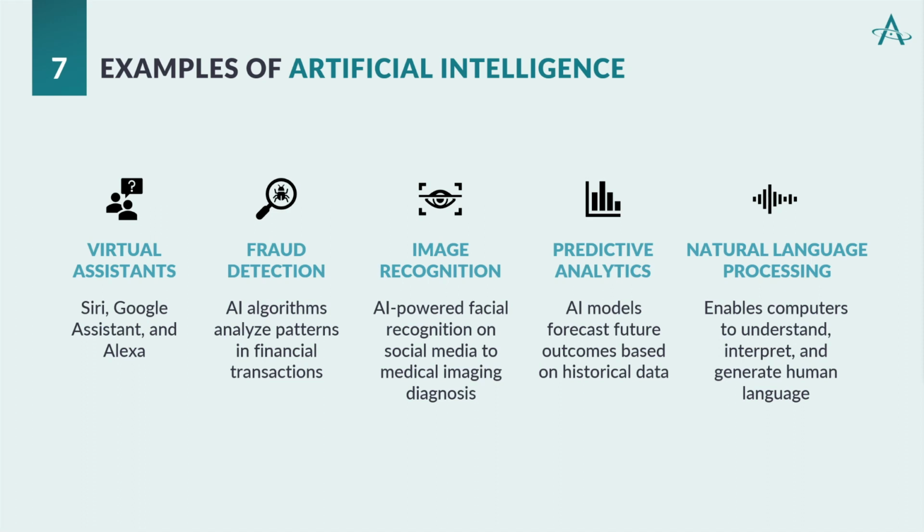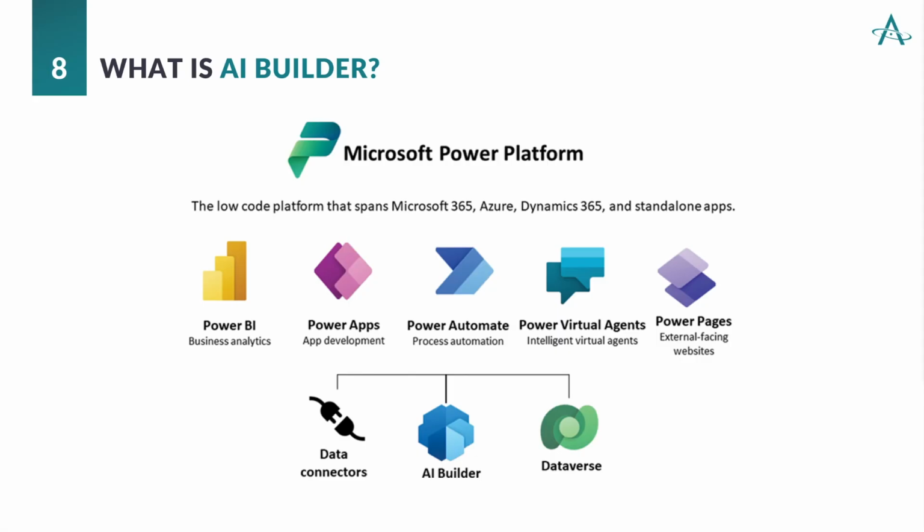Predictive analytics, using historical data to analyze what has happened in the past to be able to forecast what is happening in the future, for example, with weather. And then, of course, natural language processing, enabling computers to understand, interpret, and generate human language. It powers features like autocomplete in search engines, sentiment analysis, for example, in customer reviews, and even language and translation services.